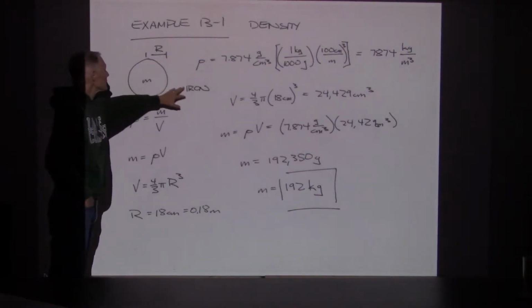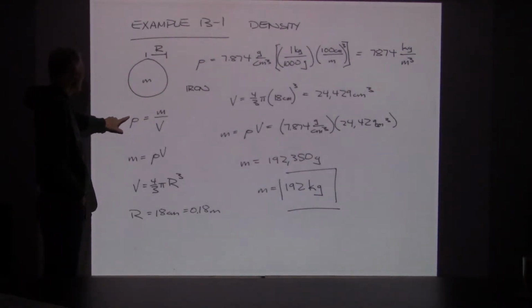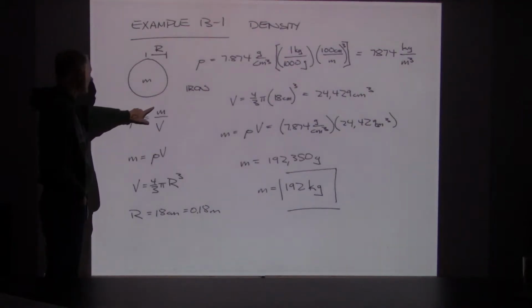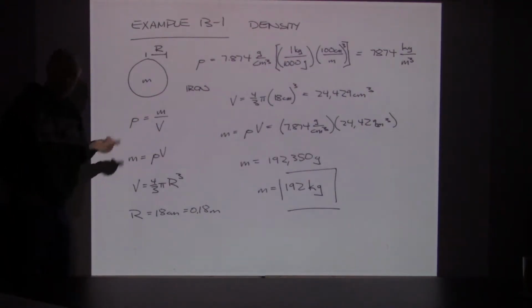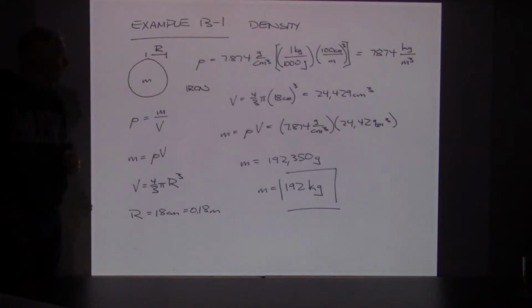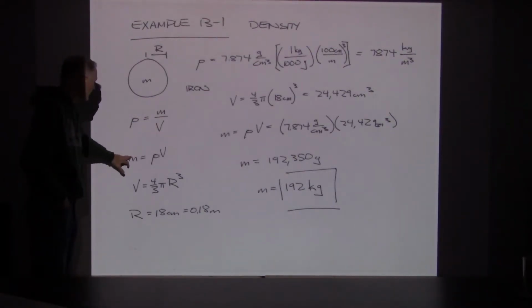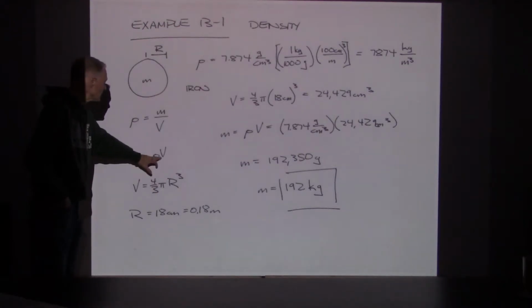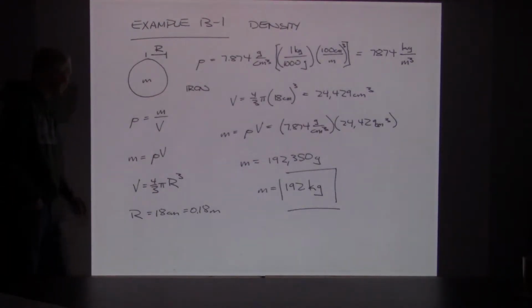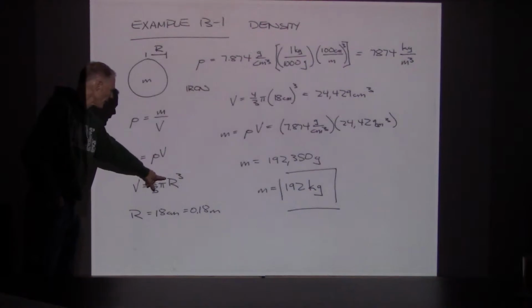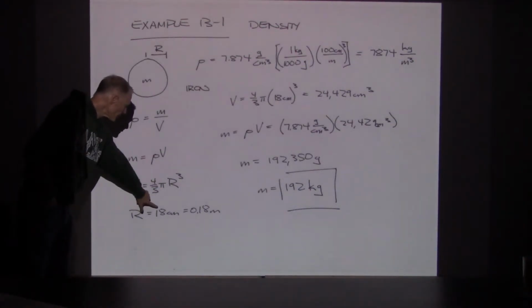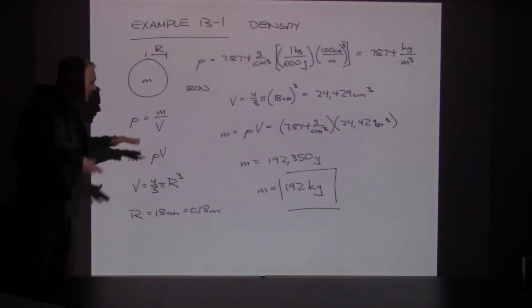There's that radius. We're reminding ourselves it's iron. Our formula for density says density is m over v. Now, they wanted us to find the mass. And so manipulating this equation gives us the mass is equal to density times volume. Now, the volume for a sphere is 4/3 pi r cubed, and r is 18 centimeters.